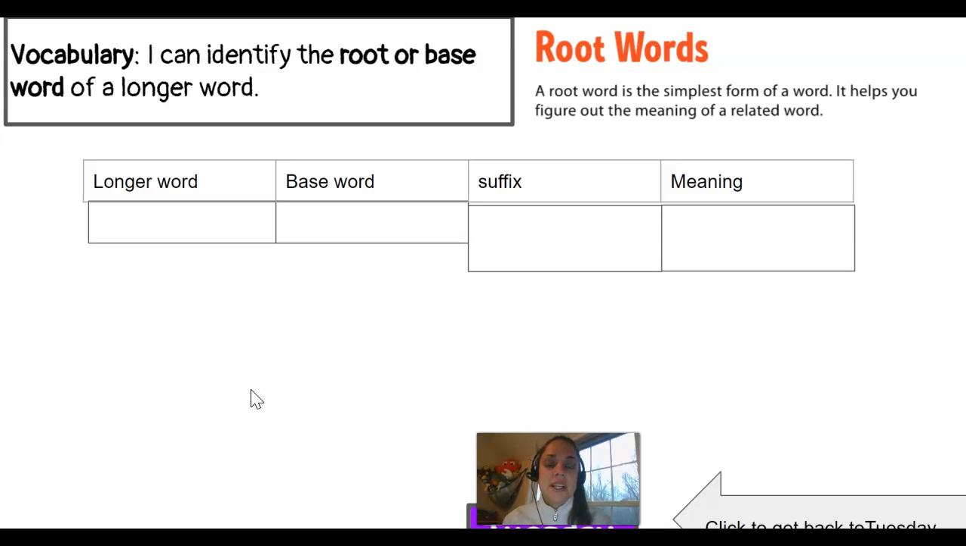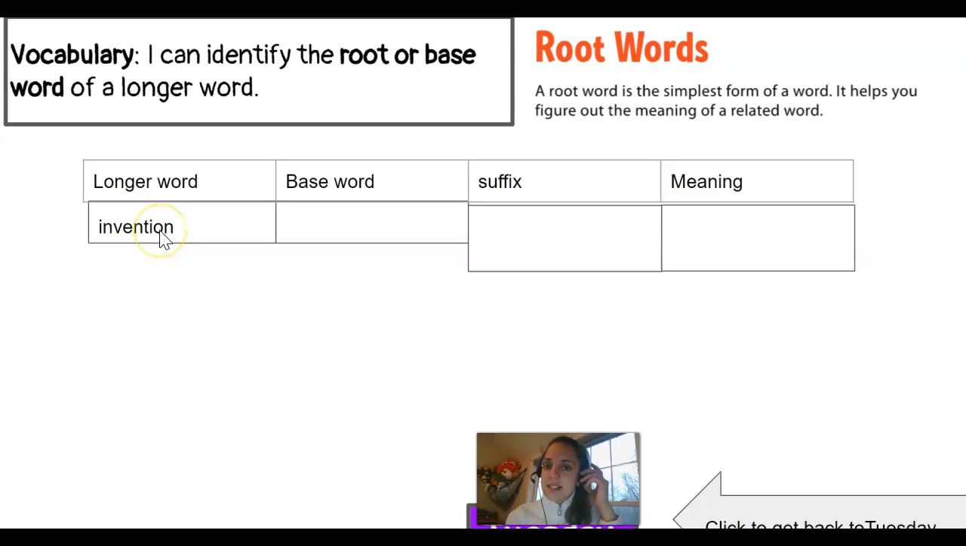A root word is the simplest form of a longer word. So it can stand on its own and still be a word. It has basic meaning. It will also help you to figure out the related meaning of the longer word. So let's look at that.